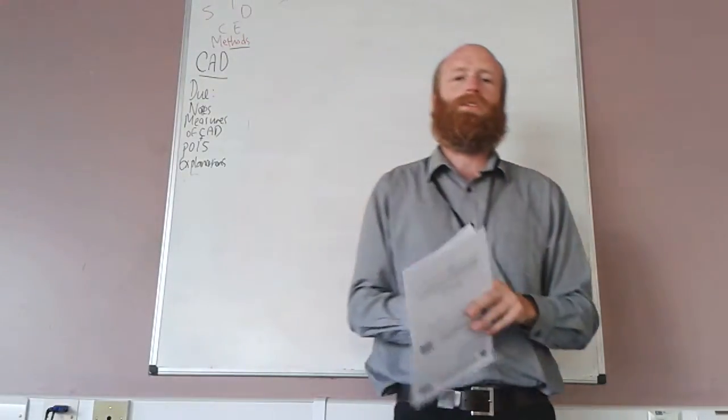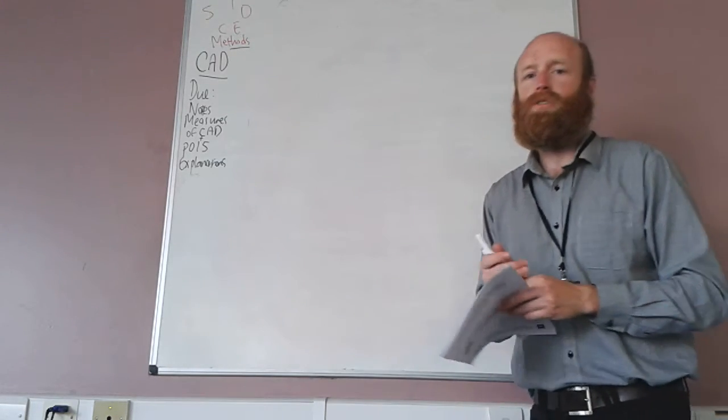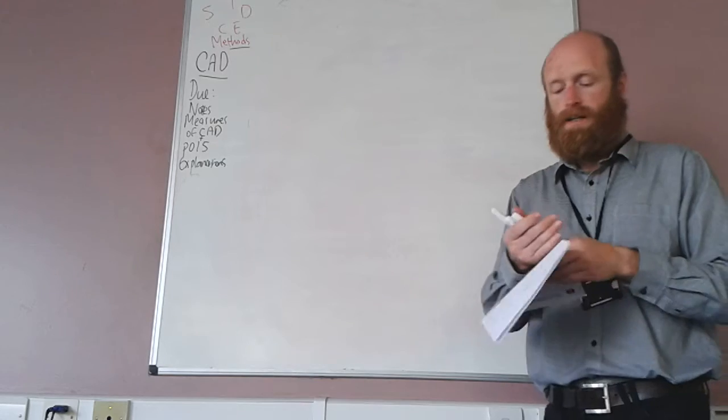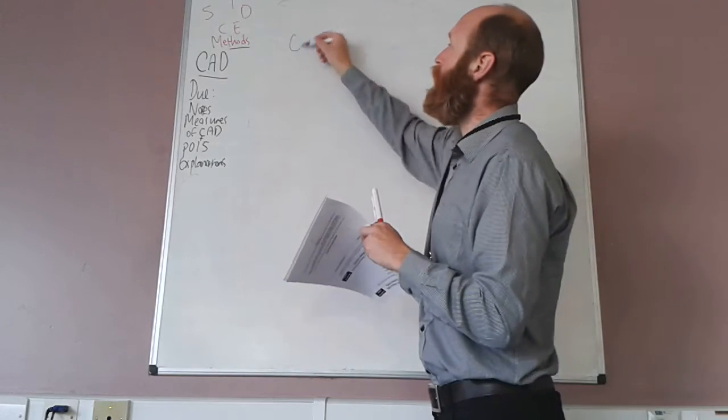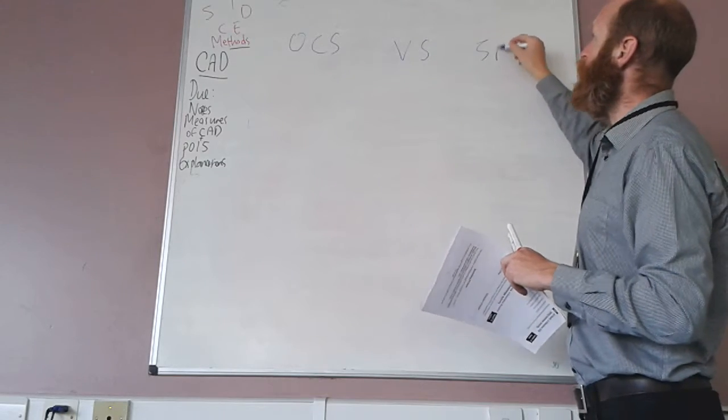Hi, welcome to this short explanation of the measures of crime. Measures of crime in Deviance, there's three of them. So we've got the official crime statistics, we've got the victim surveys and self-report studies.